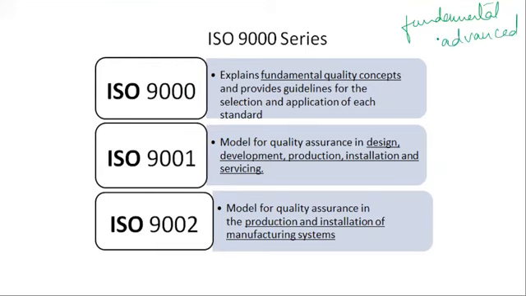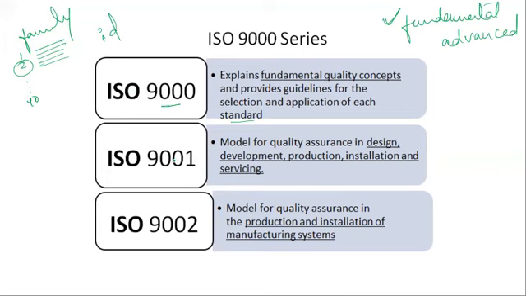So based upon this, ISO 9000 only focuses upon the first part, that is, that your fundamental quality concepts are followed. It also provides guidelines for the selection and application of each standard. As this is a family of standards, you're going to have multiple standards. So this is going to tell you how you need to identify which particular standard you're going to apply, out of the one, two, three different standards that are there. How you're going to pick and how that will be applied is going to be there within the first standard.